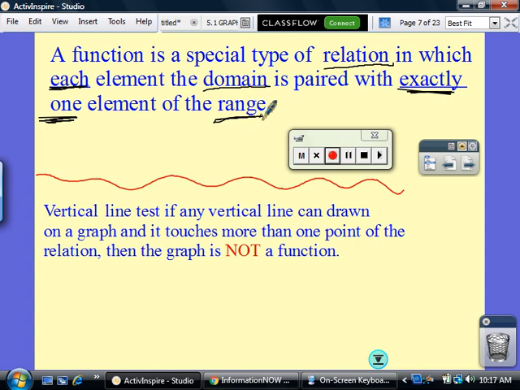All right, let you copy that down, paying careful attention, because you want to get it right. You want to get a good grade. It'll be the easiest 10 points ever. A function is a special type of relation in which each element of the domain is paired with exactly one element of the range.